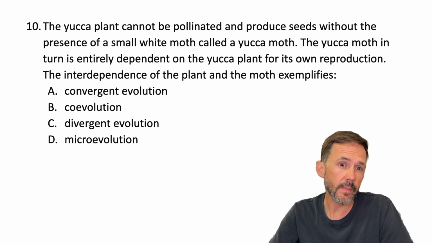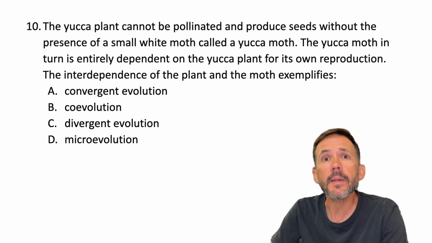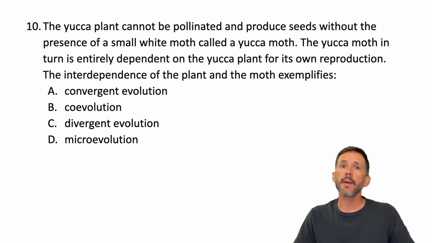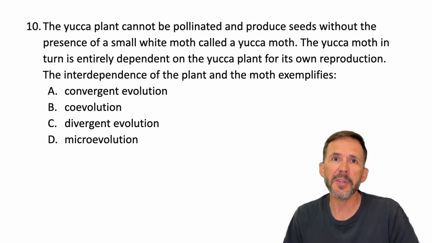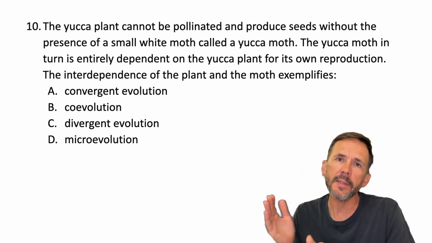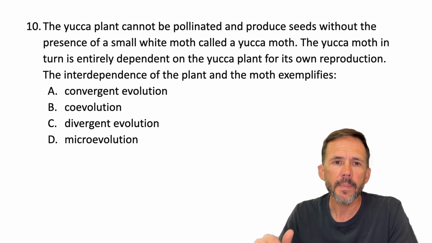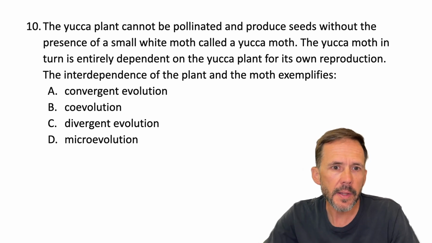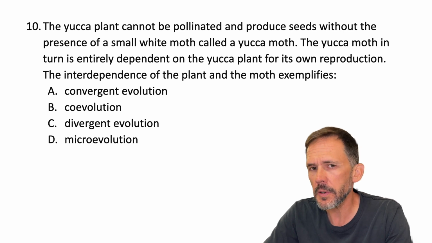All right, so the answer here is B, coevolution. Right? So both this plant and this moth are on their own evolutionary pathways, but these pathways are integrated and intermingled, and they have a dependency on each other. So these two species are co-evolving.